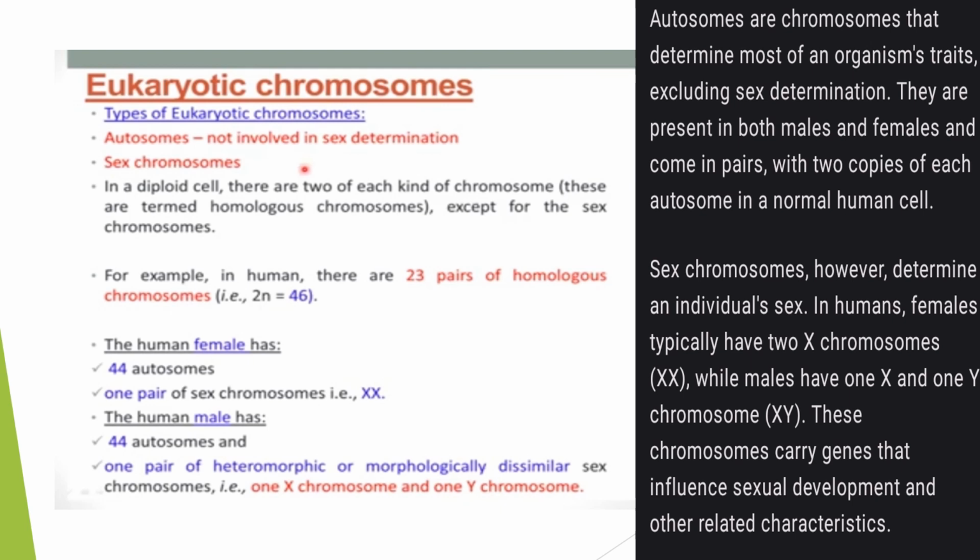Types of eukaryotic chromosomes. In eukaryotes, there are two types: autosomes and sex chromosomes. Autosomes are the chromosomes that determine most of an organism's traits, excluding sex determination, while sex chromosomes are those involved in an individual's sex determination. In females, they are XX, while in males, they are XY.